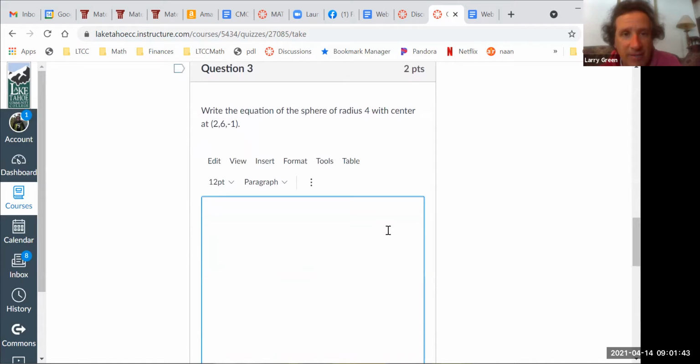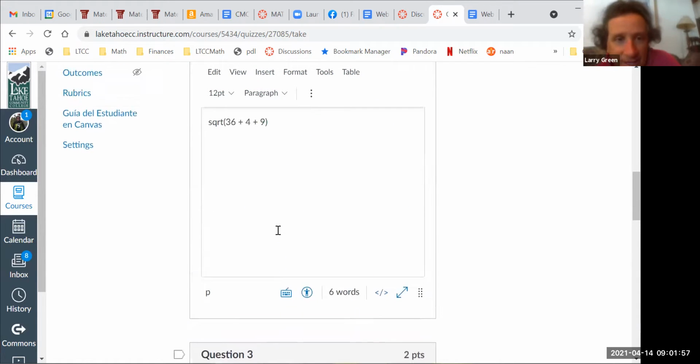Question 3 is write the equation of the sphere of radius 4 with center 2, 6, negative 1. So remember, if the radius is 4, then the right-hand side needs to be what?